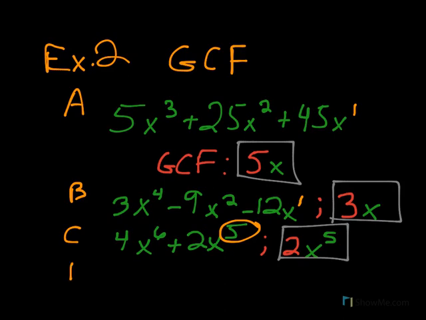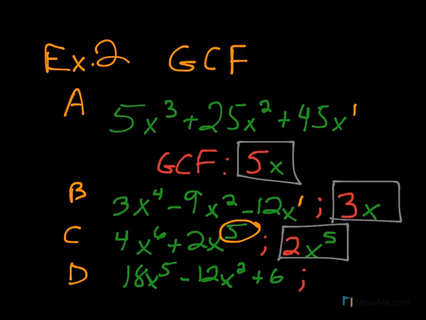The last one that we're going to look at is example D. Please pay attention to this one. Let's say that we have 18x to the 5th power minus 12x squared plus 6. Now, check this out.